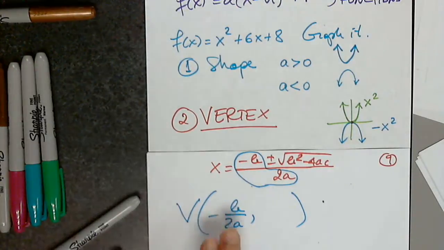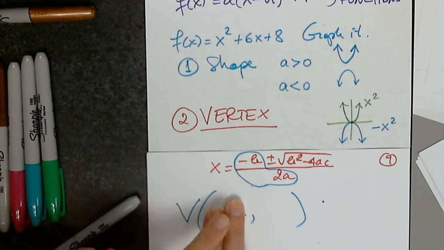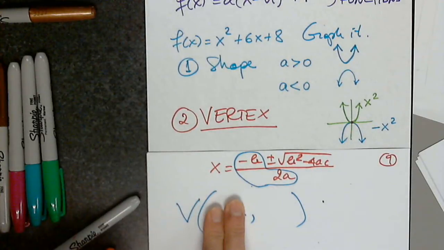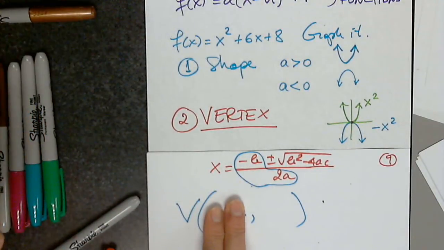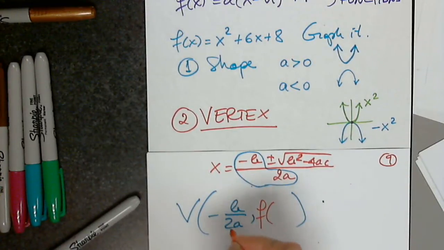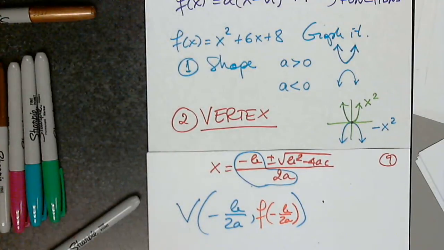So assuming that this is, I don't know, make up a number, let's say this is 5. How do I determine the y-coordinate of the vertex? What will I do with 5 in order to determine the y-coordinate? Plug it in. So then the y-coordinate of the vertex will always be f of this number, f of negative b over 2a.